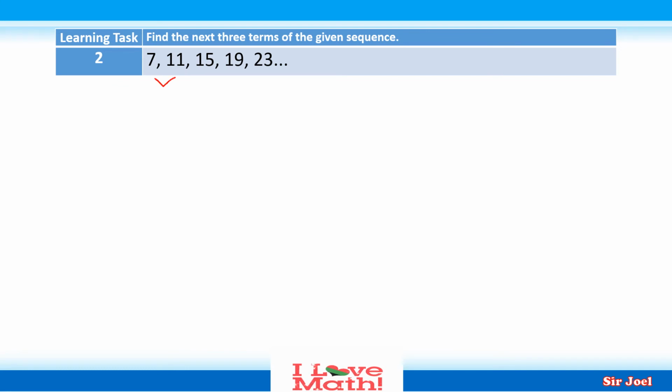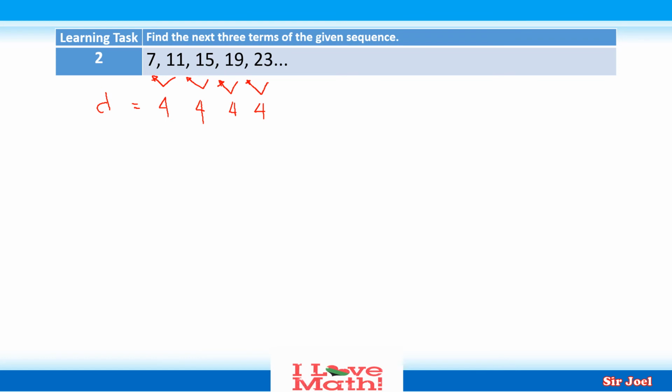11 minus 7. So, ang difference ay 11 minus 7 ay di 4. Okay? 15 minus 11, ang difference ay 4. 19 minus 15, ang difference ay 4. 23 minus 19, ang difference ay 4. So, ibig sabihin, there's a common difference of 4. So, what do you think is the next term? Upang sa ganun, magkaroon ng difference of 4.